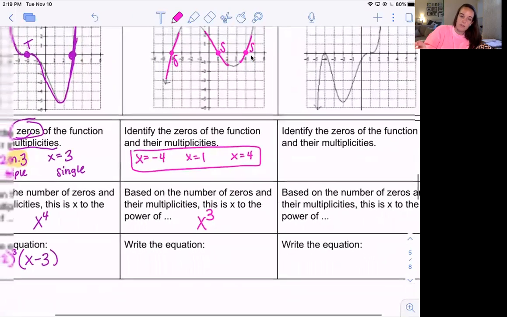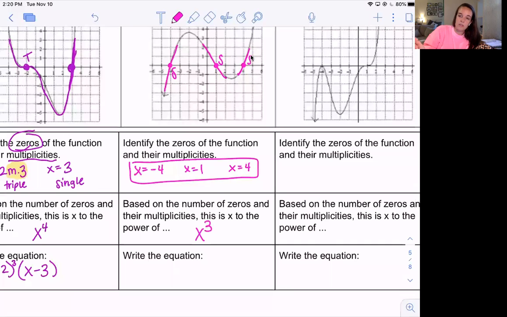All right. So based on this, go ahead and try to write the equation. You can type it to me. If you want to write it on your paper, you can.